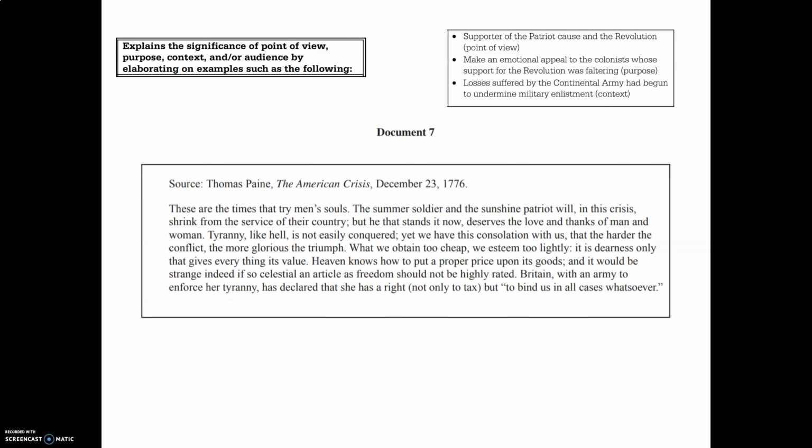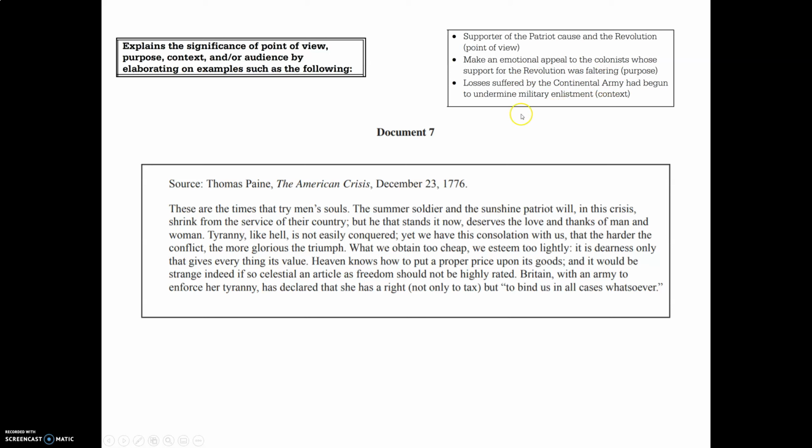Our final document, for your point of view, we've got a patriot, and Thomas Paine, supporter of the patriot cause, supporter of the revolution, a founding father, whatever you want to call him. That's his point of view. His purpose is to make that emotional appeal, right? These are the times that try men's souls. I mean, that's a pretty emotional statement. So his purpose is to get people back on board with a revolution that was faltering. Faltering means weakening or beginning to collapse.